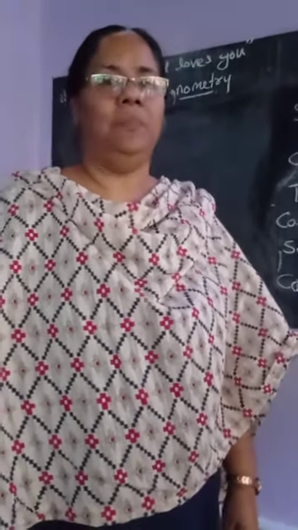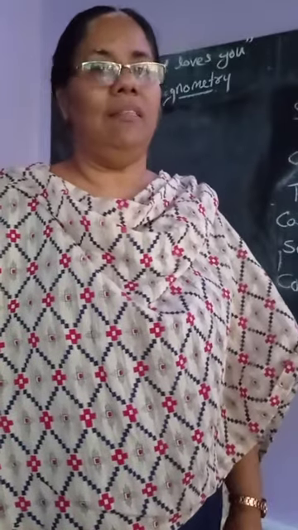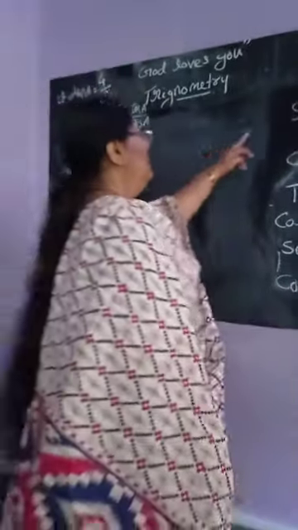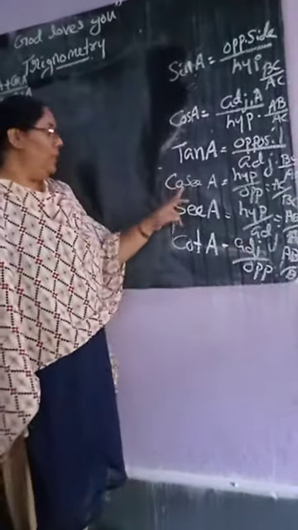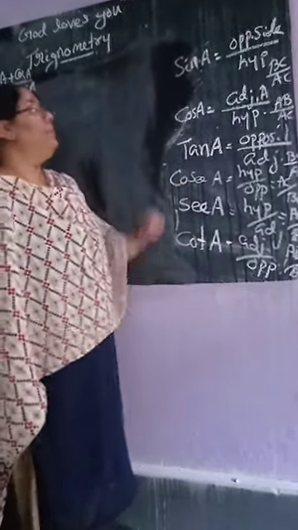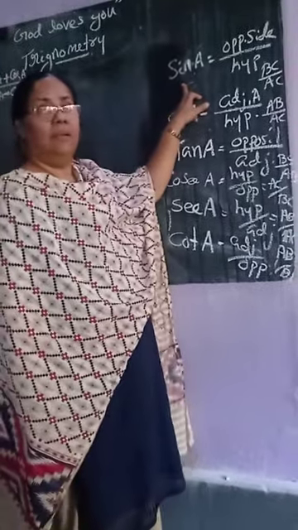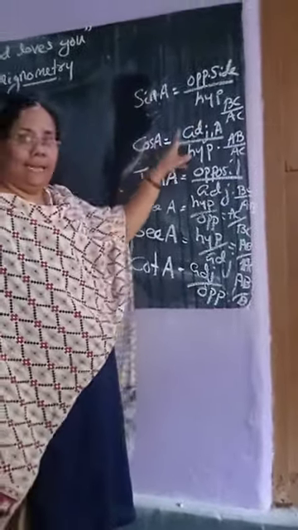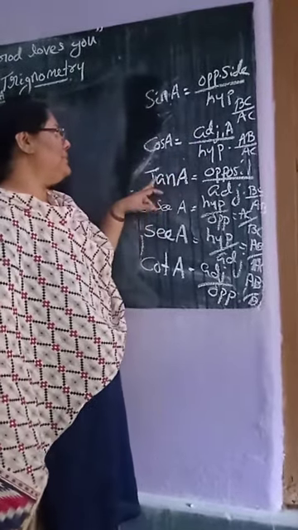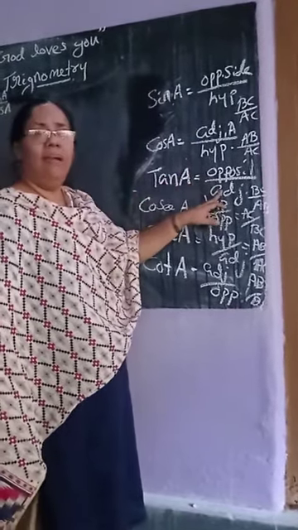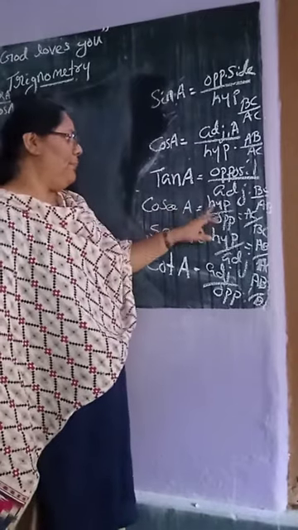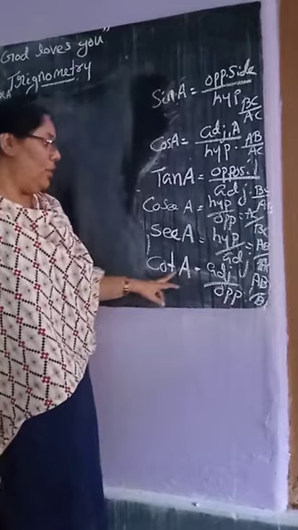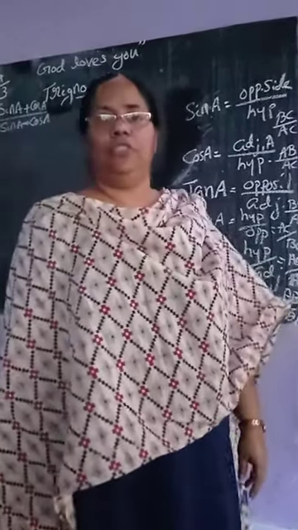In trigonometry, how many trigonometrical ratios are there? 6 trigonometrical ratios. What are they? Sine, cos, tan, cosec, sec, cot. What is sine A? Say loudly. Sine A is opposite by hypotenuse. Cos A is adjacent by hypotenuse, and tan A is opposite by adjacent, and cosec A is hypotenuse by opposite, sec is hypotenuse by adjacent, and cot A is adjacent by opposite.